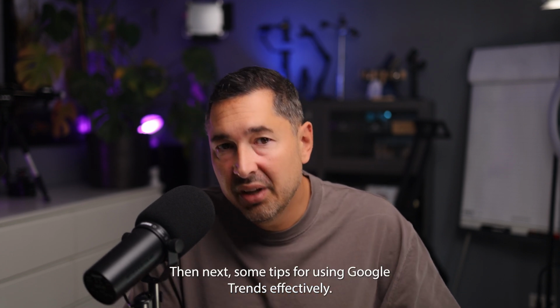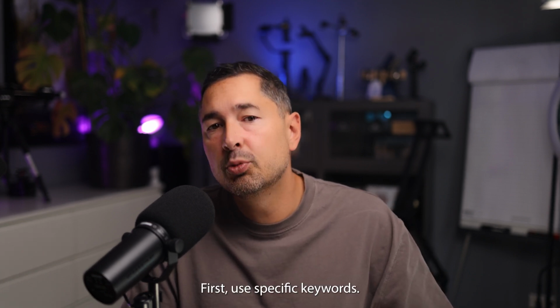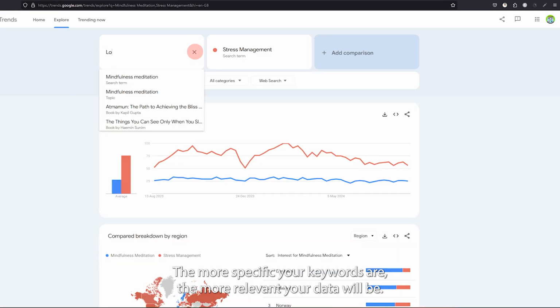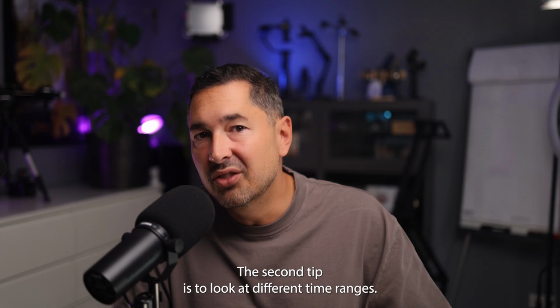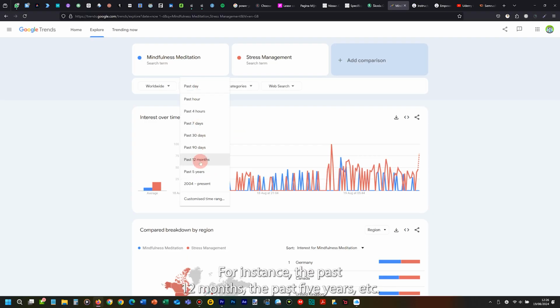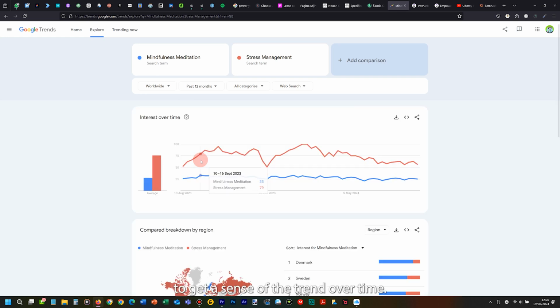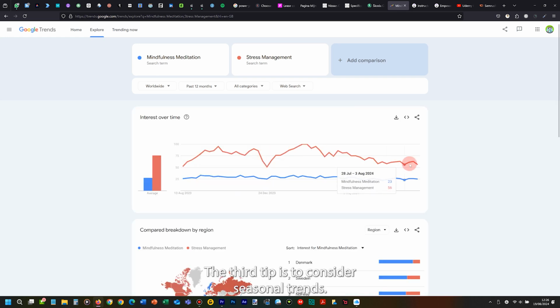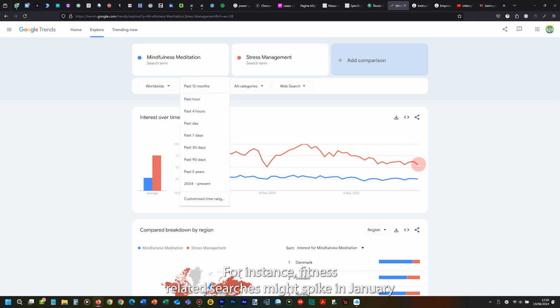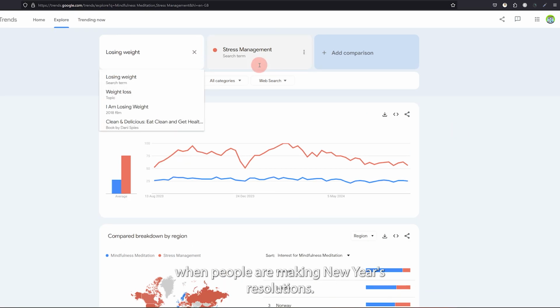Then next, some tips for using Google Trends effectively. First, use specific keywords. The more specific your keywords are, the more relevant your data will be. The second tip is to look at different time ranges. Check the interest over different periods, for instance, the past 12 months, the past 5 years, etc., to get a sense of the trend over time. The third tip is to consider seasonal trends. Some topics may have seasonal interest. For instance, fitness-related searches might spike in January when people are making New Year's resolutions.